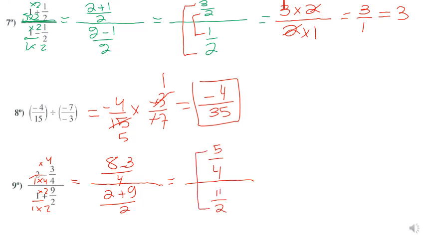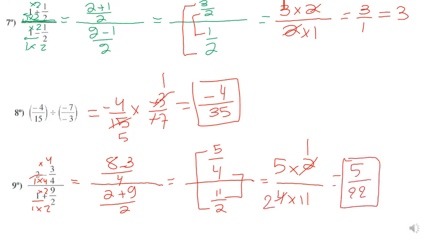Now far times far over near times near. Equal, big line of fraction before anything else. 5 times 2 over 4 times 11. 2 divided by 2, 1. 4 divided by 2, 2. So it's 5 over 22, and that's the simplest form.